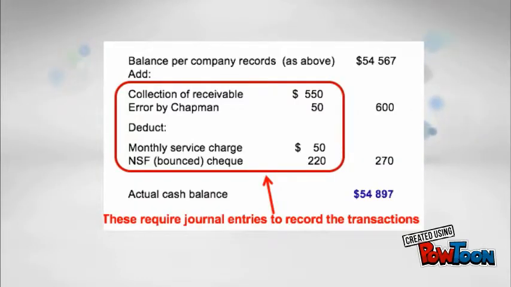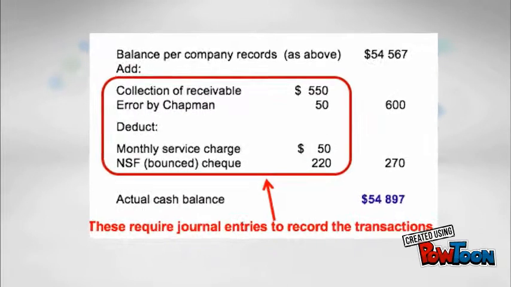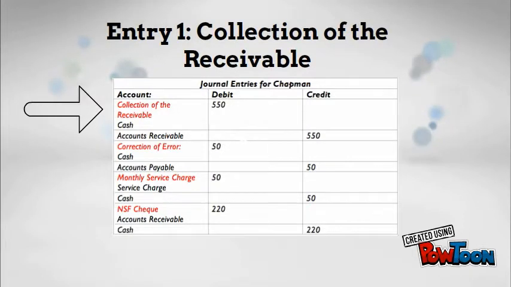The third step in a bank reconciliation is to record the journal entries necessary to adjust the company's book balance to the actual cash balance. These are based on the credit or debit memorandums and any errors. First is the collection of a receivable. In a collection of a receivable, cash is debited and accounts receivable is credited.